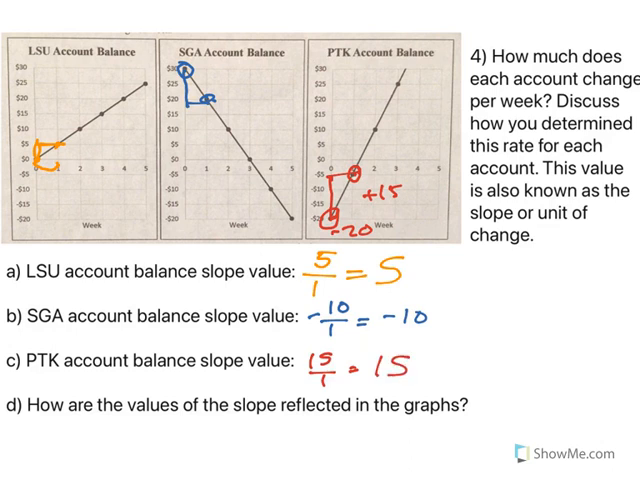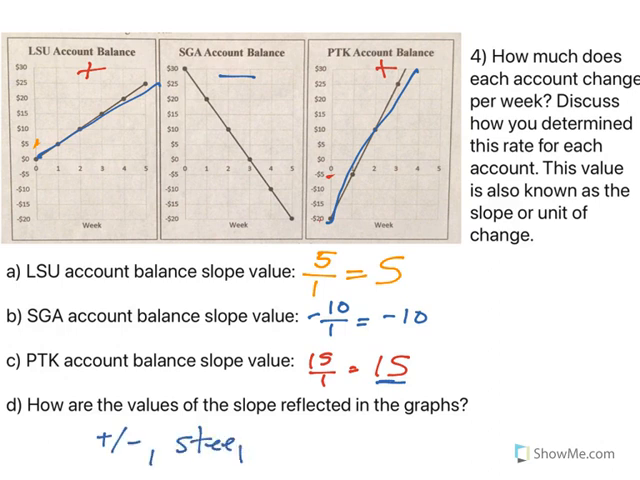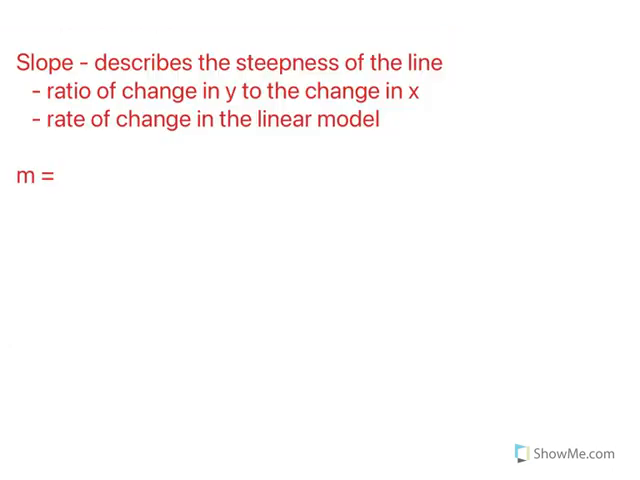When you look at each of these, how are the values of the slope reflected in the graphs? Hopefully you've recognized that from left to right, if they're going up, you have a positive slope. And from left to right, if it's going down, you have a negative slope. Also, the bigger the number, 15 is large, notice the steepness of the line. 5 is smaller, a shallower steepness. So the bigger the slope, the steeper the line. So you can check positive or negative, and also the steepness, based on the graph.